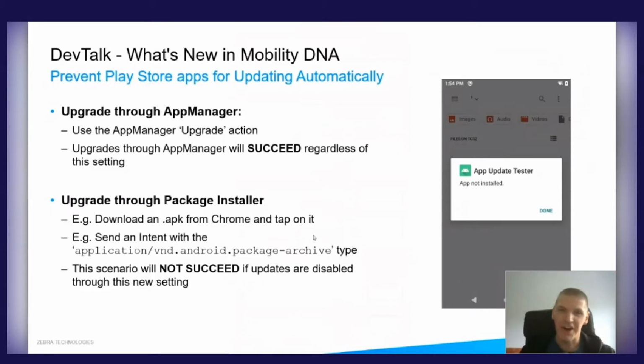What if I prevented updates and then I used the MX feature to upgrade the app? Well, the app will still upgrade if you use MX. But if you use any other technique, for example, clicking on an APK, sending an intent to update the APK, or trying to update through ADB, someone emailed me the other day to inform me as well. None of those will work if you've got this setting, disable applications through the Play Store.